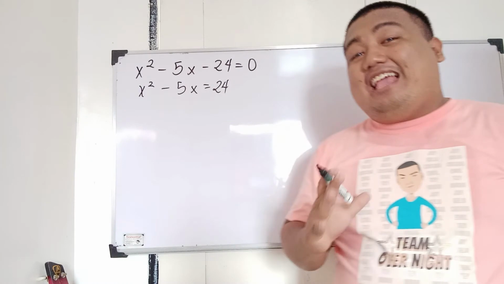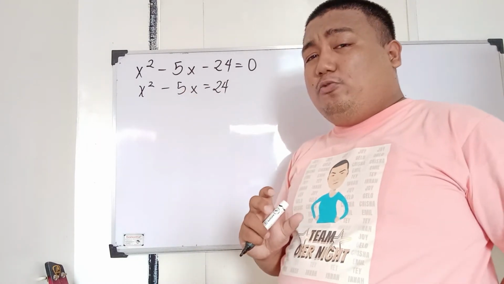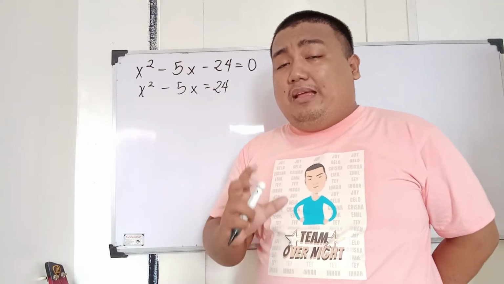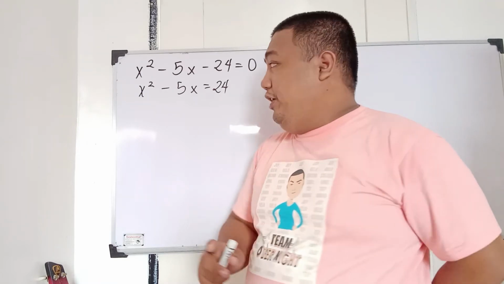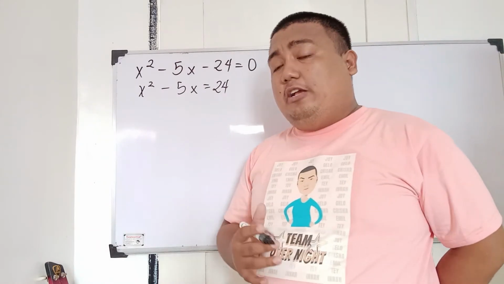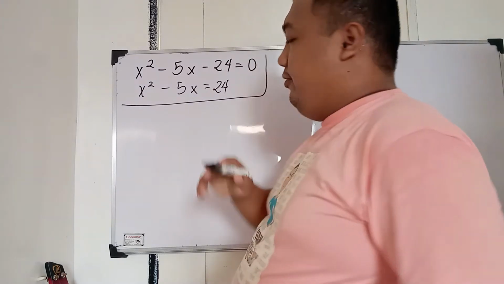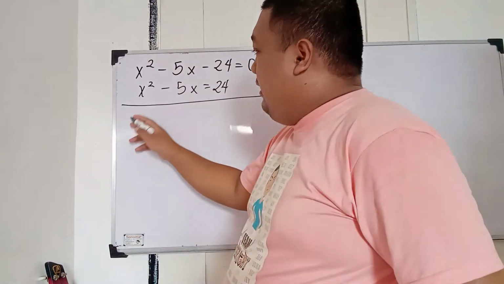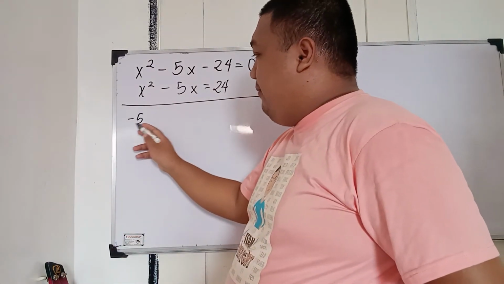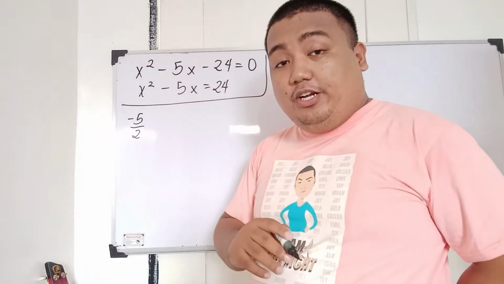Now, ito yung kaibahan. Si negative 5x hindi yan even. So, kapag nag-divide tayo ng 2, hindi siya madidivide ng whole number, kasi magiging negative 5 over 2 yan. So, anong gagawin natin? Isusulat muna natin para di tayo malito. Ang middle term natin is negative 5. So, divide natin by 2, so magiging negative 5 over 2.